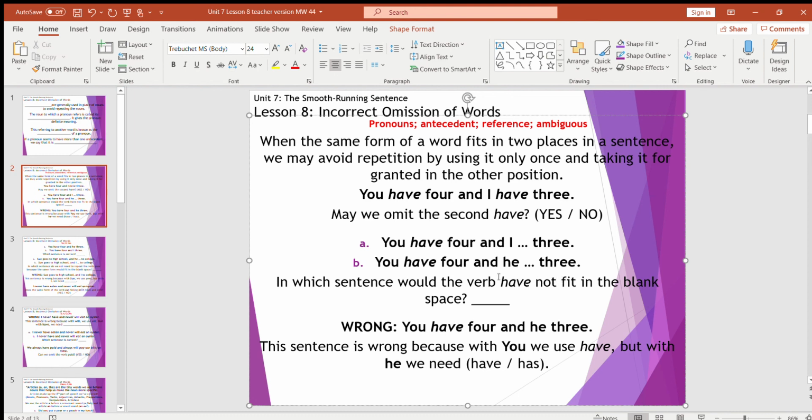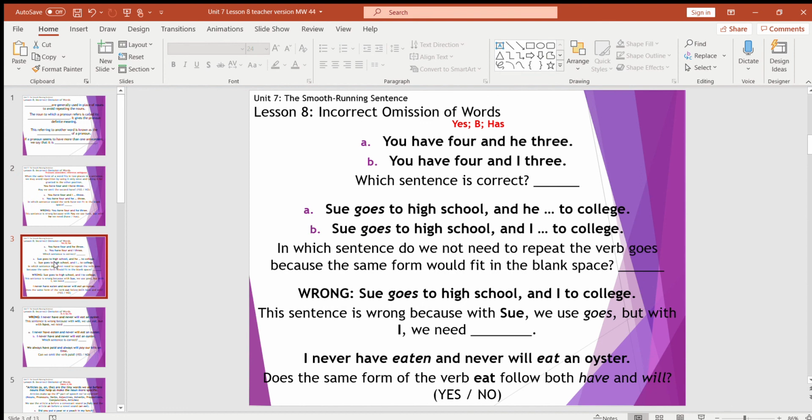So the reason why it would sound wrong is because with you, you can use the verb form have, but with he, do you use have or has? You would say he has 3. So notice they don't match anymore, whereas you and I both use have, so therefore it matched. So you have 4 and he 3, you have 4 and I 3. So which sentence would be considered correct and okay to take out that have? That one in B, because I have 3 still makes sense.